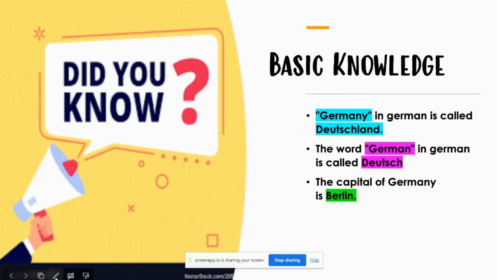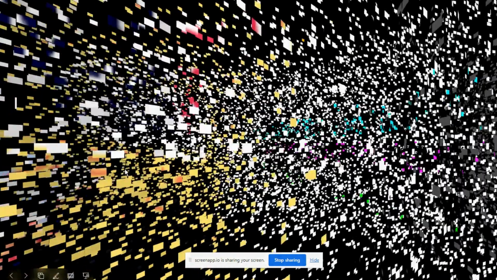Now here's some basic knowledge. Germany in the German language is called Deutschland. And the word German in German is known as Deutsch. The capital of Germany is Berlin, and in the German language we pronounce it as Berlin. Let's move to the next one now.